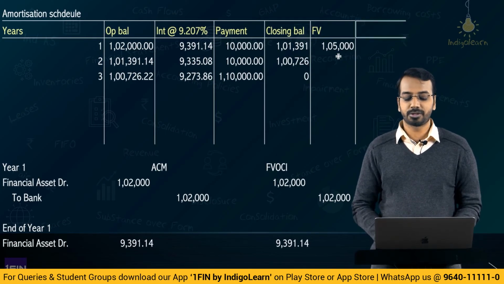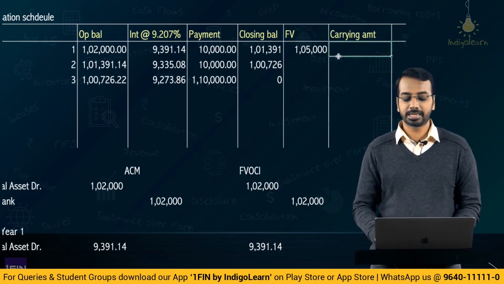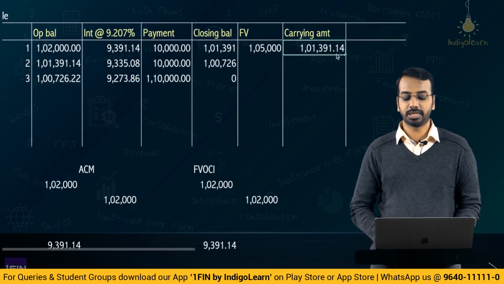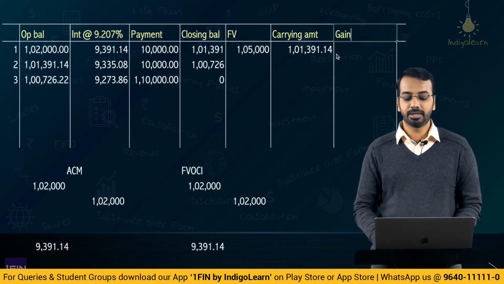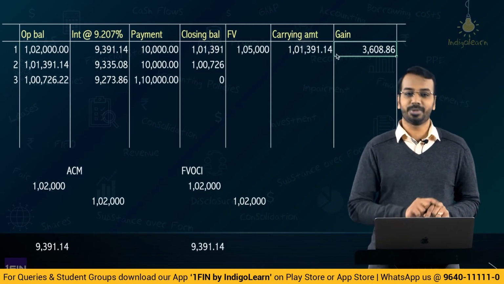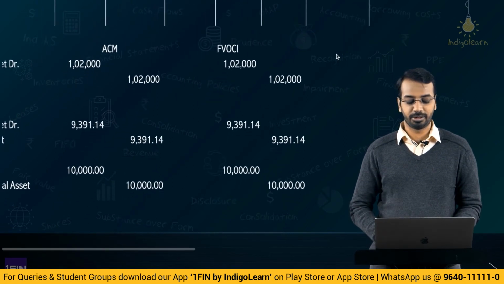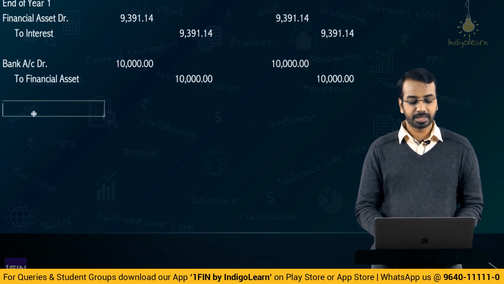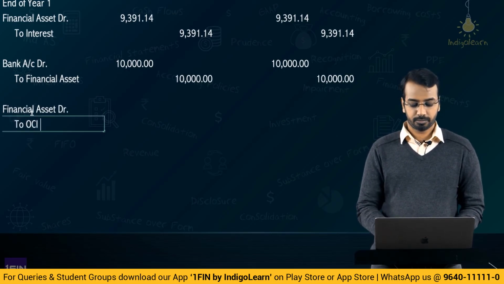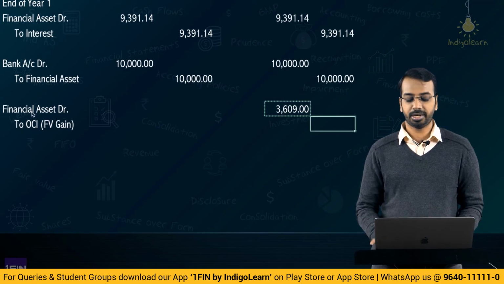Now here what will happen? Here if you see, fair value is 1,05,000, right? Carrying amount is 1,01,391. So there is a gain. What is the gain? 1,05,000 minus 1,01,391. There is a gain of 3,608 or 3,609. This gain has to be accounted under which method? FVOCI method, right? FVTPL will come separately. We will take the same example, but under FVOCI method, you will have to account for this gain. So your gain will be accounted. You would say financial asset debit to OCI, fair value gain. Okay. How much is the amount? We said 3,609. That is what will be accounted here, right?